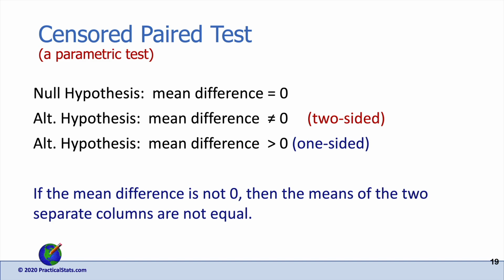So the null hypothesis is that the mean difference is equal to 0. The alternative, two-sided, is that it's not 0. The difference might be greater than 0 and it might be less than 0, and we want to test for both. Or we could specify only one of those directions and do a one-sided test if we have a reason outside of the data set to do that. If the mean difference is not 0, then the means of the two separate columns are not equal. We can say that their means are not the same.